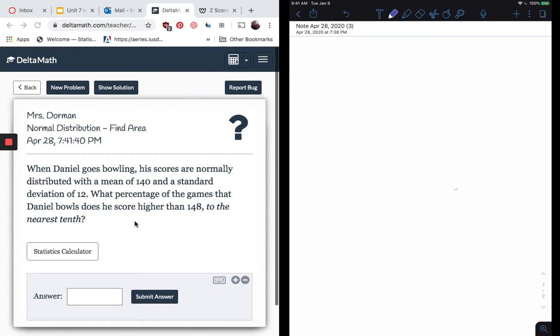So when Daniel goes bowling, his scores are normally distributed with a mean of 140. So I'm going to start writing down what we know. The mean is 140, and standard deviation of 12. And what percentage of the games that Daniel bowls does he score higher than 148?